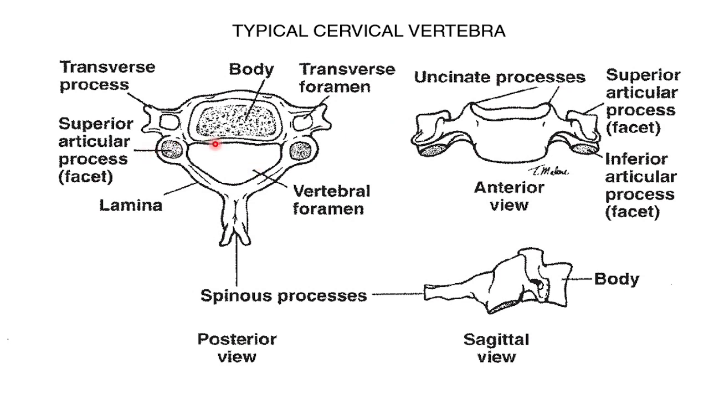And this is the uncinate process. That is one of the unique features in the cervical spine. In the lower cervical spine, you can see here there are some projections over the lateral aspect, that is known as the uncinate process.